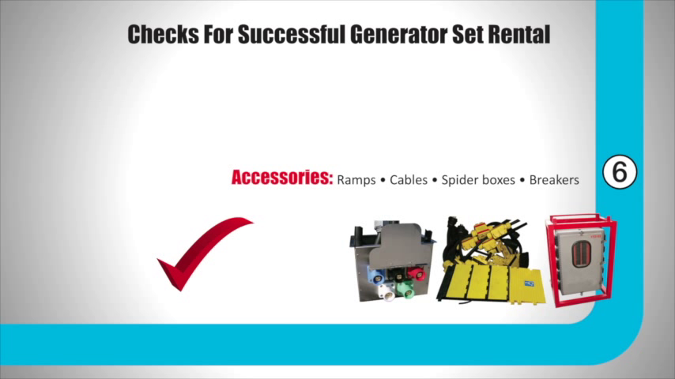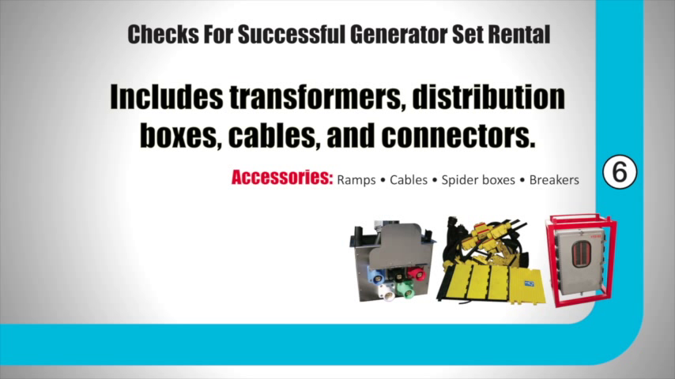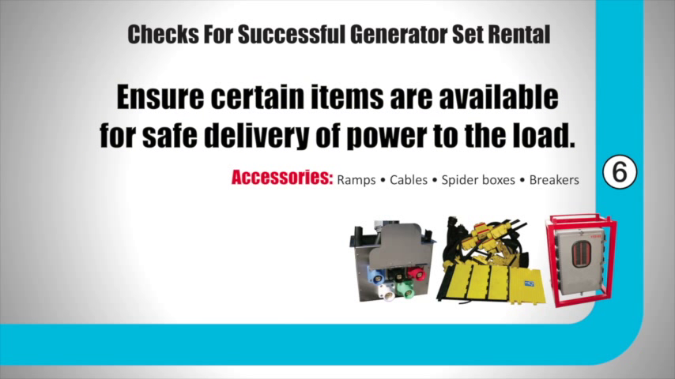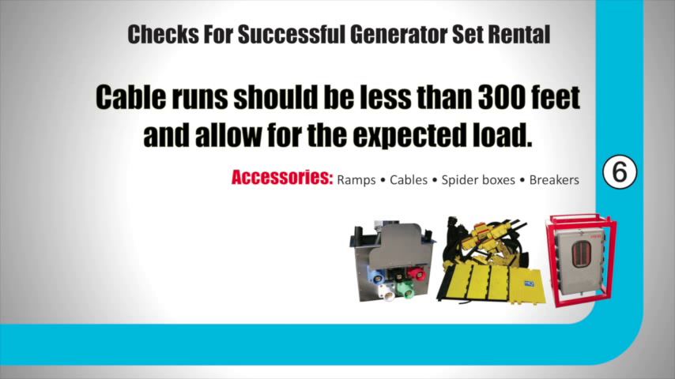Check 6 is one of the most important checks. Having selected the right size of set, you have to select the power distribution equipment to get the power to the load. Distribution includes transformers, distribution boxes, cables, and connectors. You will also have to ensure items such as cable protectors are available for safe delivery of the power to the load. Cable run should not exceed 300 feet to avoid excessive voltage drops. Cable sizes should allow for expected load to avoid excessive amperage overheating the cables.